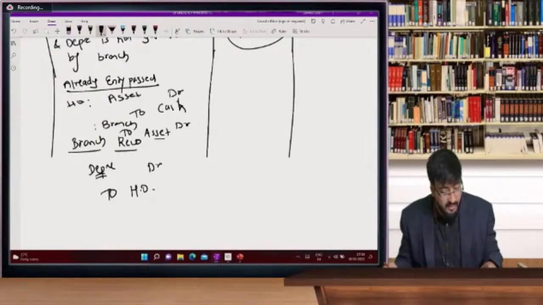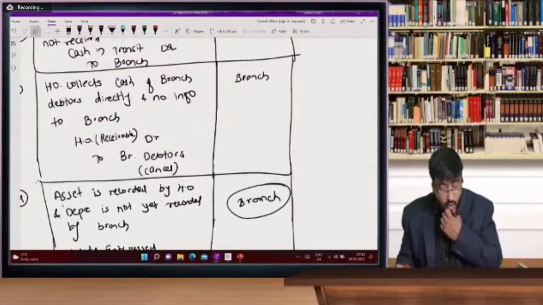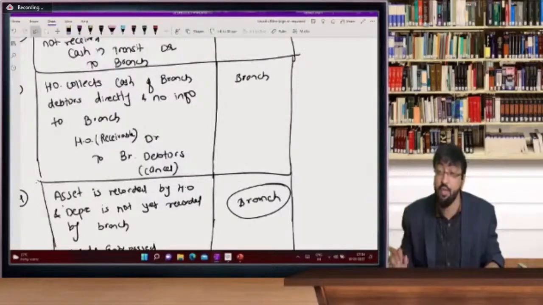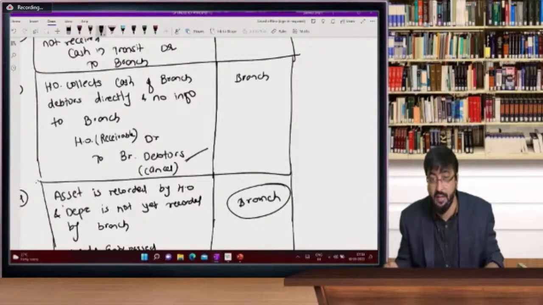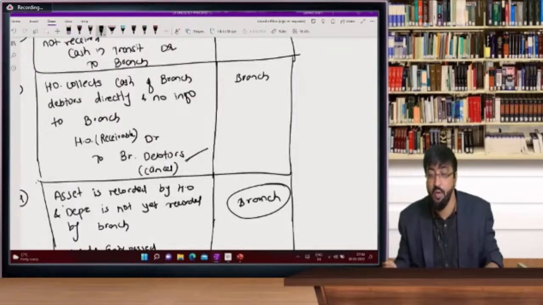Pooja is saying, sir, I didn't understand the logic of the third entry. HO collects cash of branch debtors directly. So, beta, debtors of branch. Debtors is showing a debit balance, so we have to cancel it. So debtors we have to cancel in the books of branch. So debtors we will credit, and this amount is receivable from HO. So in branch books, entry will be HO account debit to branch account.